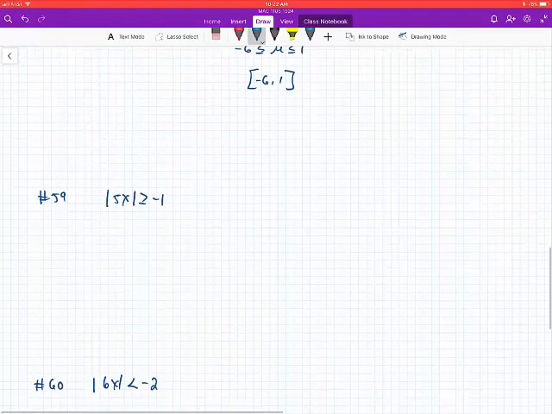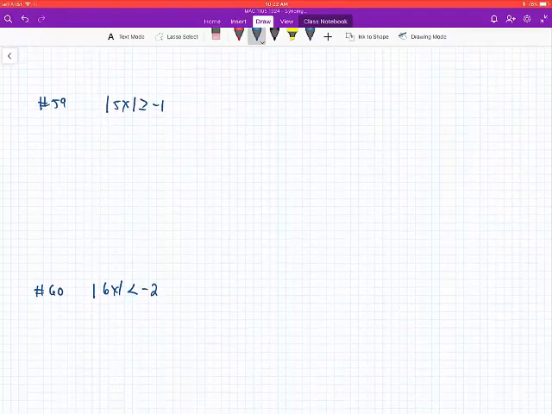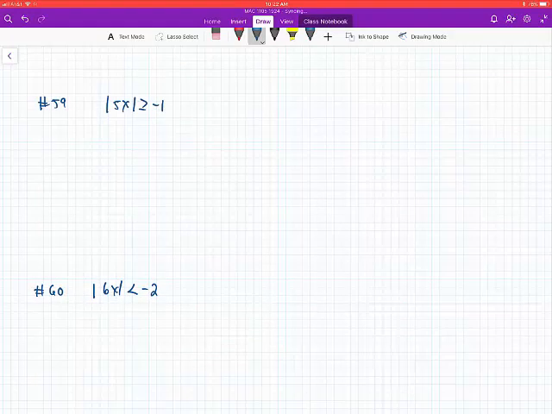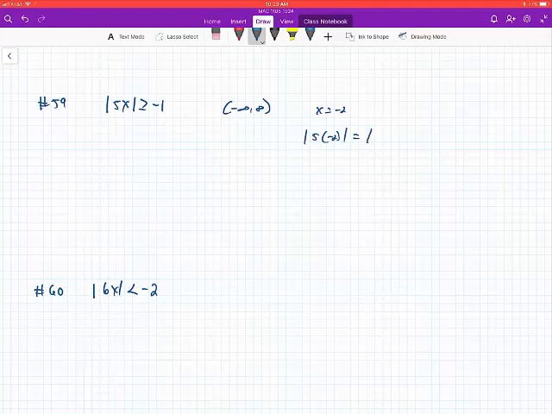All right, number 59, we have the absolute value of 5x is greater than or equal to negative 1. And so the solution set for this one is all real numbers. And the reason being is that no matter what I choose for x, it's always going to be greater than negative 1 because the absolute value of an expression or value is positive. So therefore, for this particular problem, it is all real numbers.